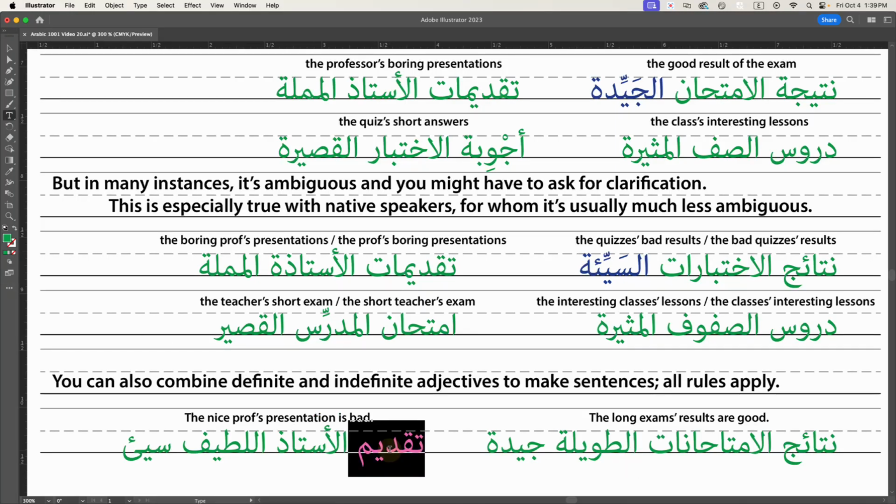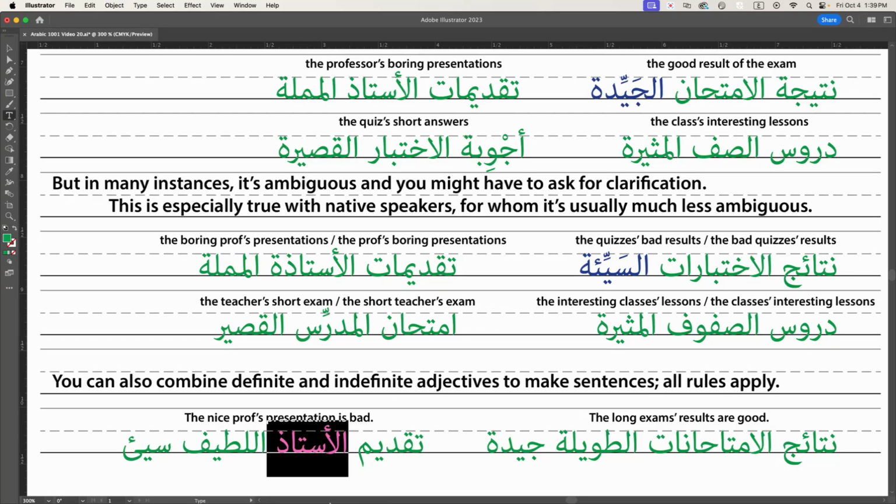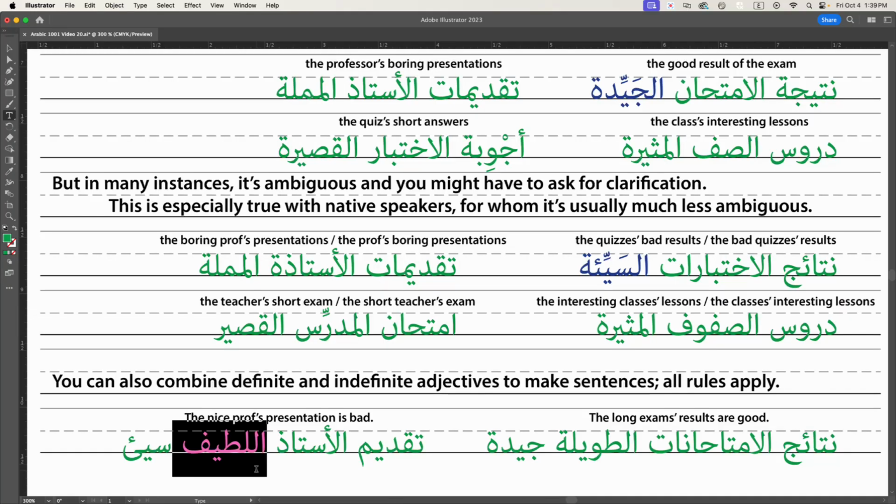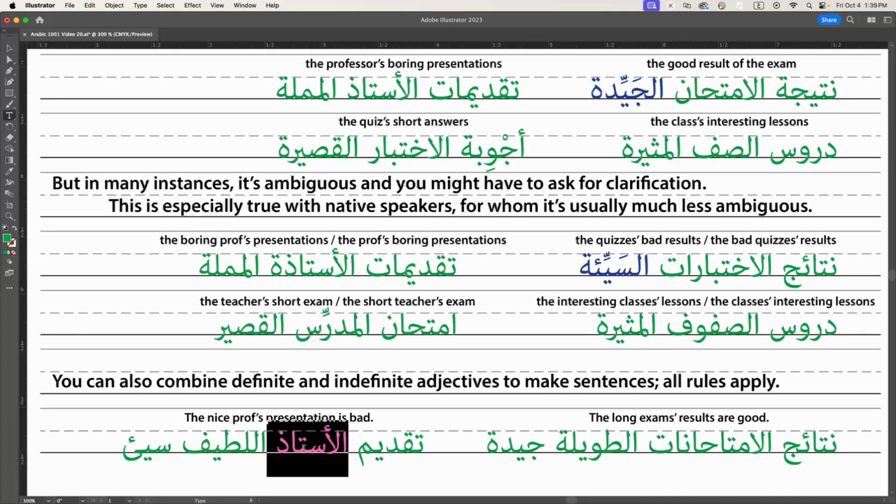And then here we have a similar situation. Taqdim, masculine, singular, and also definite because it's owned by al-ustadh, masculine, singular, and definite because of alif lam. So here's our two-word idafa, the presentations of the professor, or the professor's presentations. And then we have a definite adjective, latif, nice or kind. Well, the presentations aren't going to be kind. They're just presentations. So obviously it's the ustadh who is. So the nice or kind professor's presentation, what about it?